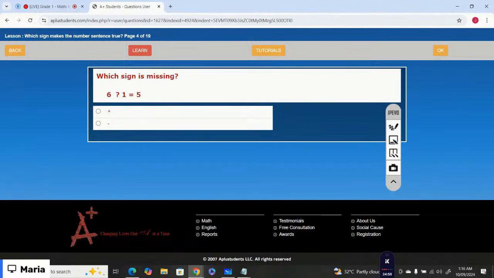Which sign is missing? 6, missing sign, 1 equals 5. So which is the correct option? The correct option is 6 take away 1 is 5. Option number 2 is the correct option.